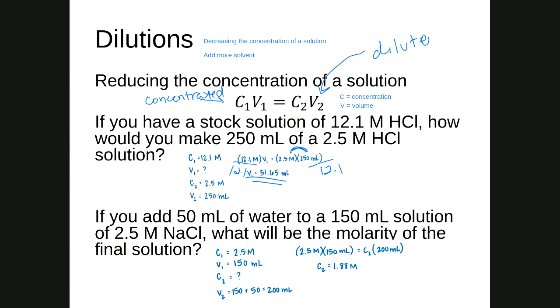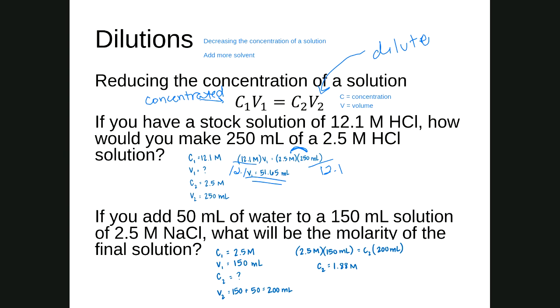And V2 here, a lot of the time people are tempted to just put 50, but we're adding 50 milliliters to a solution that's already 150 milliliters. So our V2 is now those two volumes put together, which is 200 milliliters. So we plug in. Again, we just algebraically solve for C2, and we end up with a concentration of 1.88 molar.